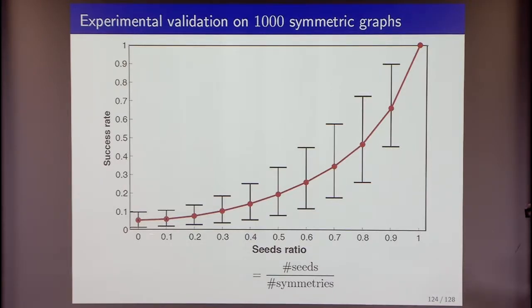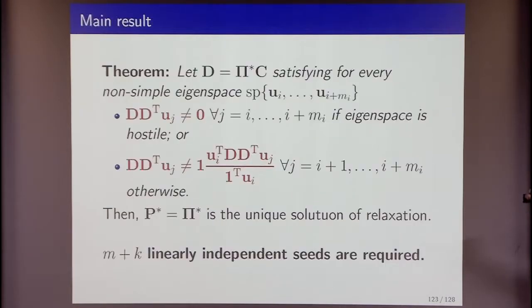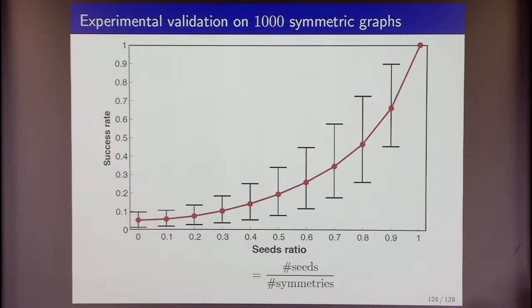But basically what I'm plotting here on the horizontal axis is the ratio between the number of seeds satisfying these conditions that I'm adding divided by the number of non-trivial symmetries. So when this ratio is 0, it means that I'm solving the original relaxation without any seeds.